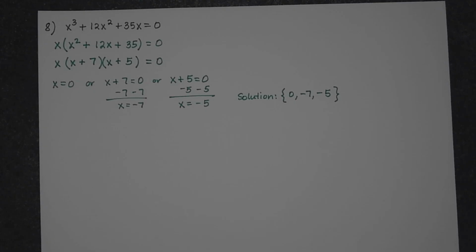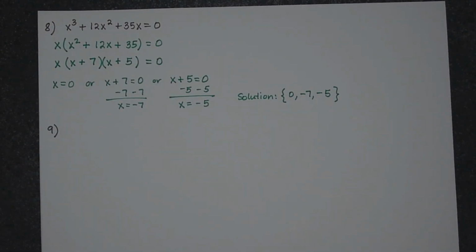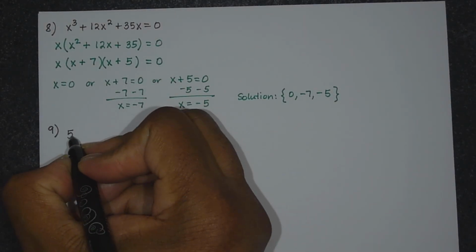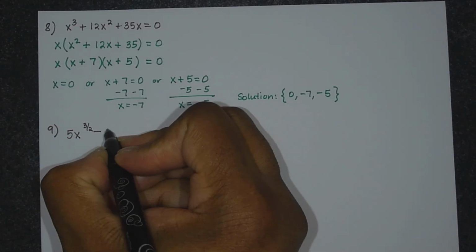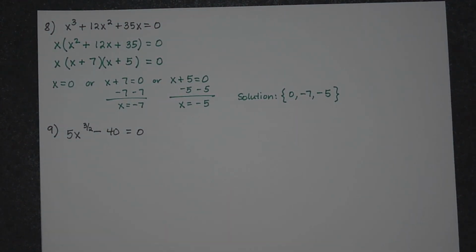Okay, problem number 9. Now, here we have an equation that has a rational exponent, meaning that the exponent is in the form of a fraction. So here you got 5x to the 3/2 minus 40 is equal to 0.